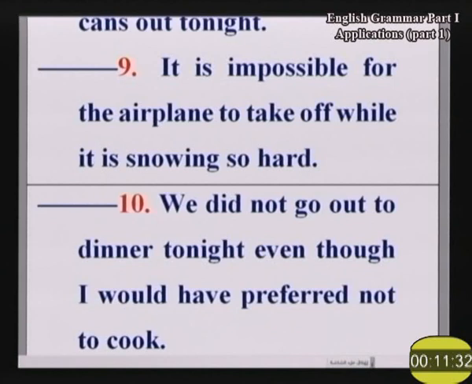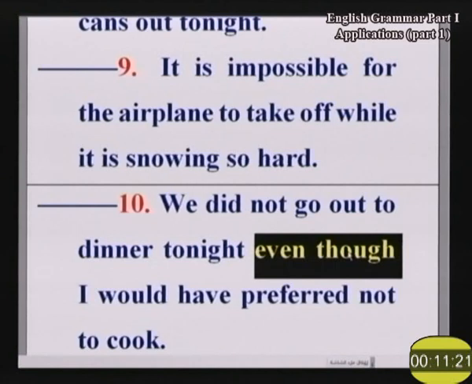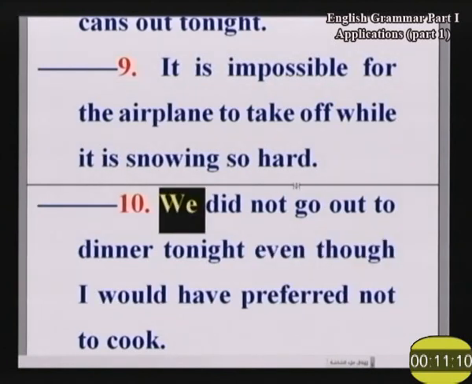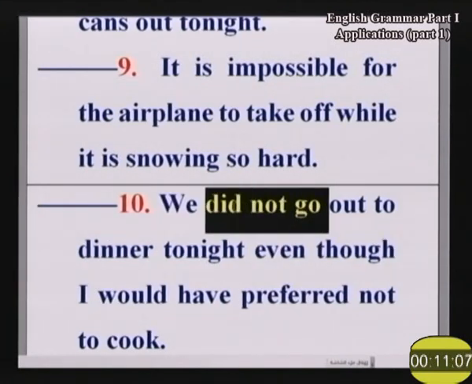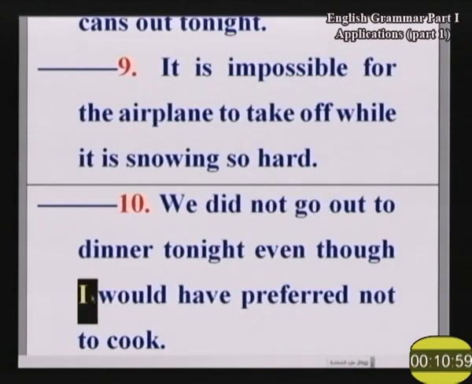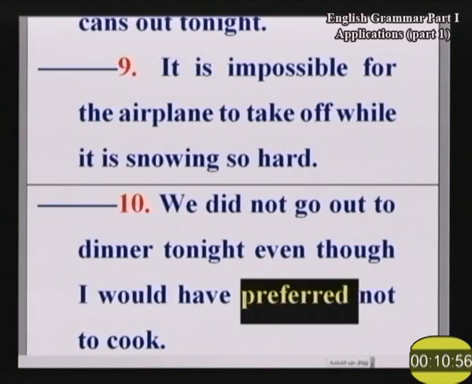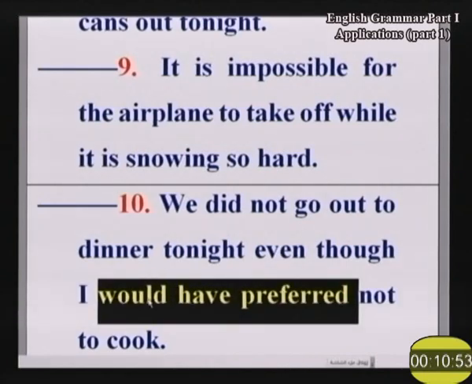We did not go out to dinner tonight even though I would have preferred not to cook. Even though is a connector, so a subject and verb must come after it. Let's look at the first clause, the main clause. We did not go out tonight. We is the subject. Did not go is the verb. Now after the connector even though, I also want a subject and verb. I is the subject, would have preferred altogether is the verb.